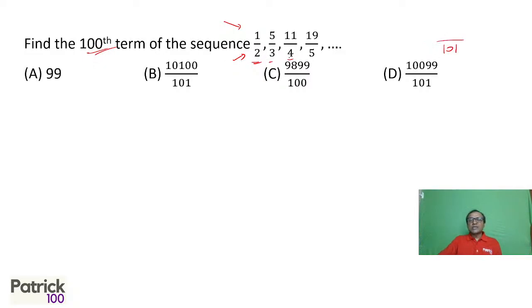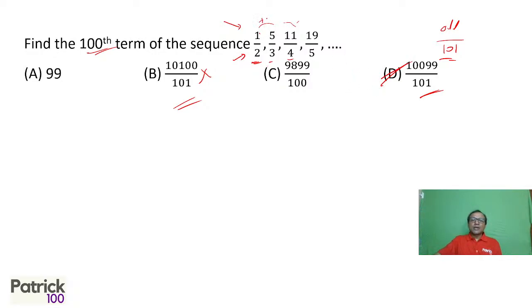So the denominator is increasing by plus 1, plus 1, plus 1. First term is 2, and the 100th term will be 101. So I can clearly make out the answer will be B or D option. Now let me look at the numerator. Numerator is 1, 5. It's always an odd number. If 101 is the denominator, the numerator will always be odd, which means I can eliminate B option. So the answer will be D option.